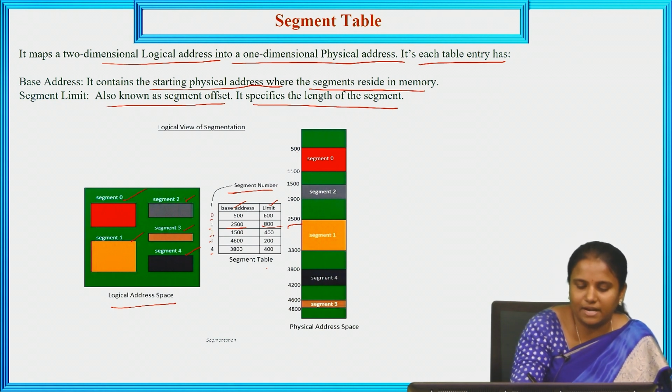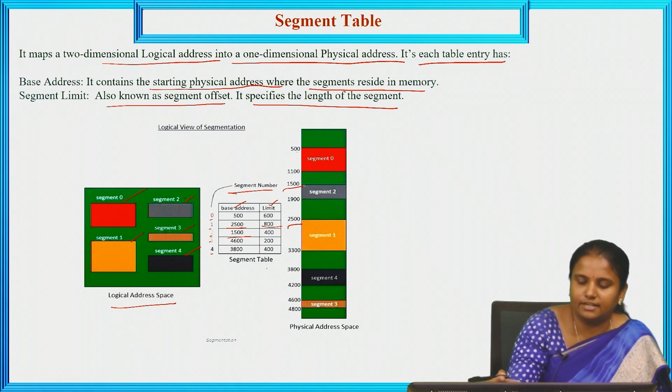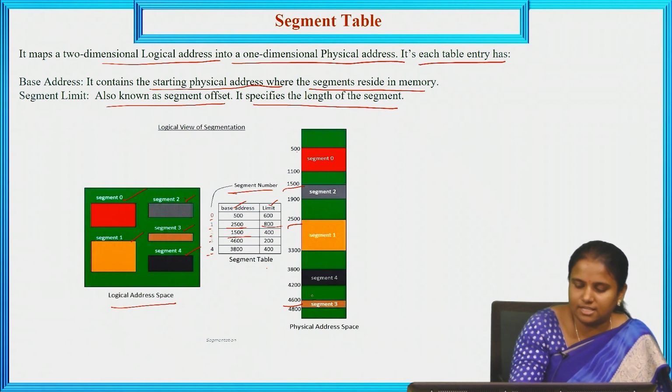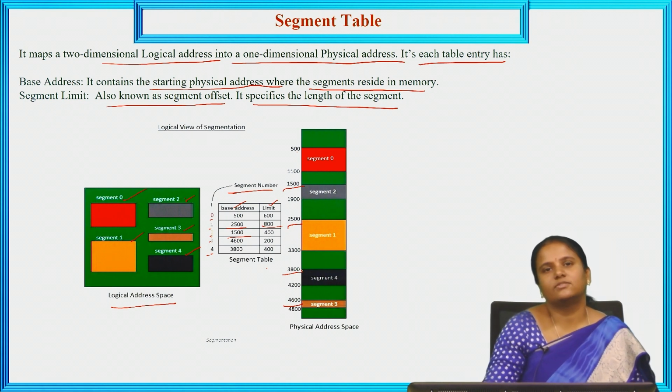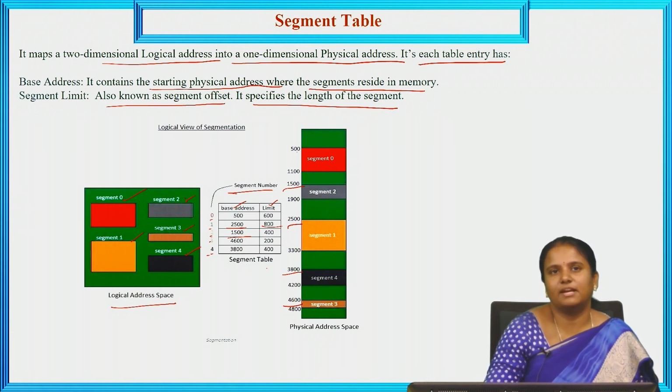Next, segment 2 has base address 1500, and segment 3 has base address 4600, whereas segment 4 has base address 3800. So this is how we map using the segment table, with the segment base address and the limit for the base address, and we map it with the segment number: segment 0, segment 1, segment 2, segment 3 and segment 4.